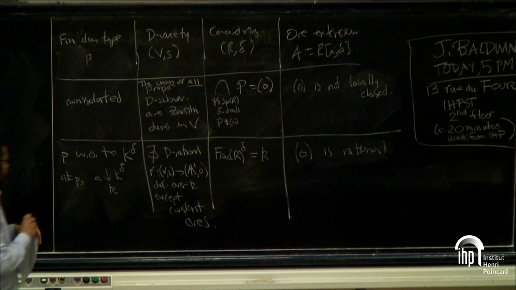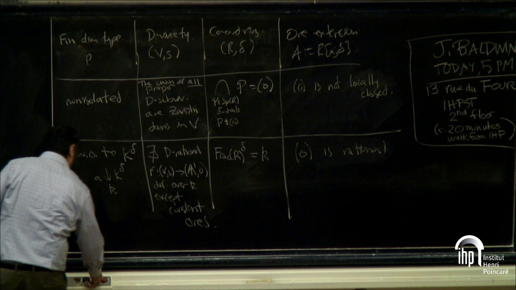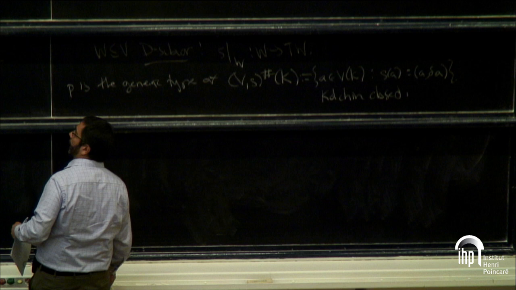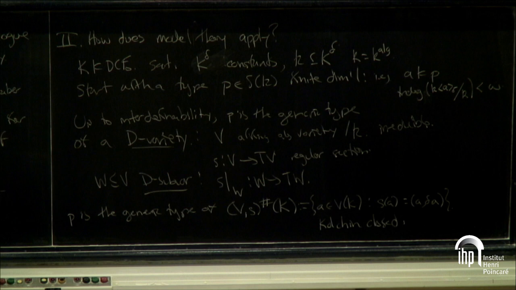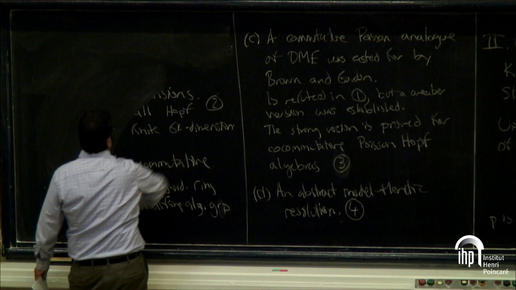We're done with this, to finding a counterexample, because we wanted to find a counterexample. I claim that we could find an A which failed the DME, so zero should be rational, but it should not be locally closed. So just looking at that dictionary, I need a type, and I'll just state that for now as a fact.